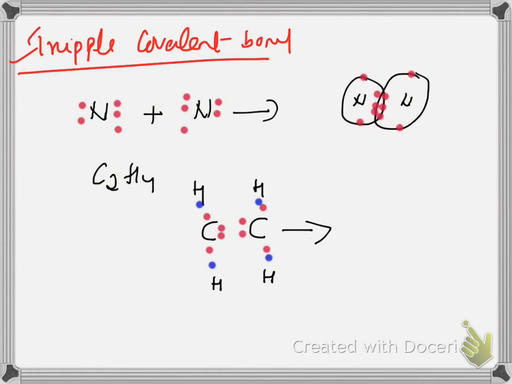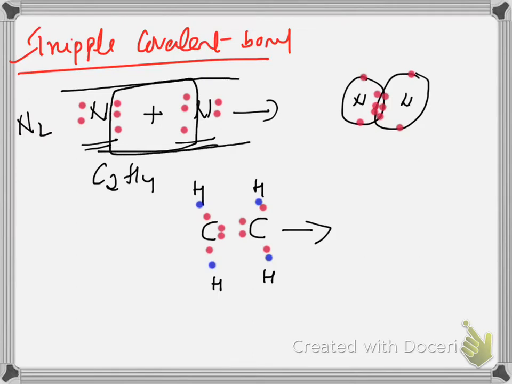In a triple covalent bond, for example nitrogen, there are 5 valence electrons for each nitrogen. They are short of 3 electrons to reach their octet. So 3 electrons from the second nitrogen go to the first, and the second nitrogen takes 3 from the first. So these 3 pairs, or 6 electrons, are shared. 6 electrons means 3 pairs are shared. So this molecule is N2, having a triple bond between the 2 bonded atoms of nitrogen.